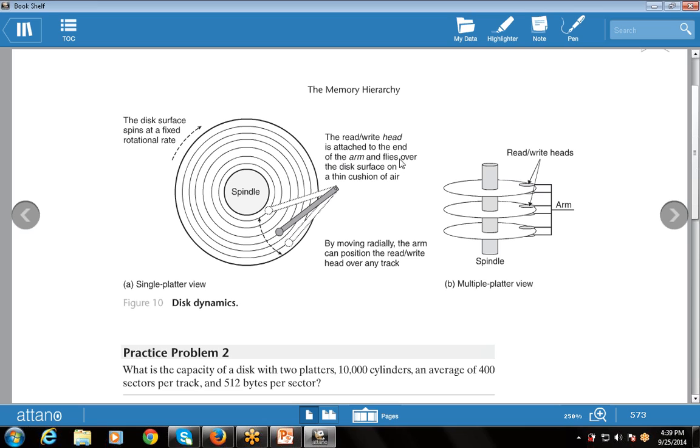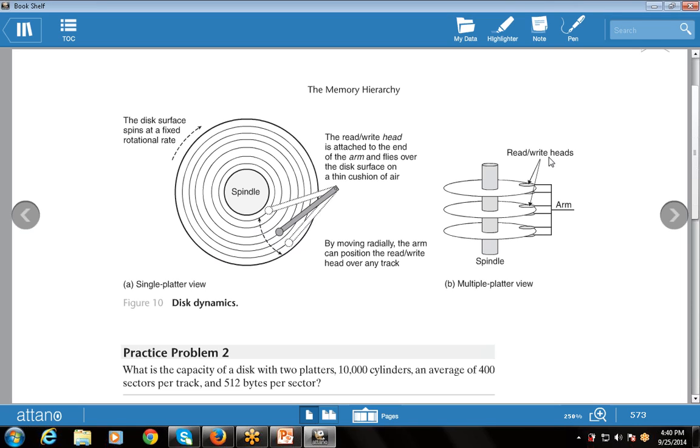The read-write head is attached to the end of the arm. This is the read-write head, in the circle, and it flies over the disk surface on a thin cushion of air. By moving radially, the arm can position the read-write head over any track.